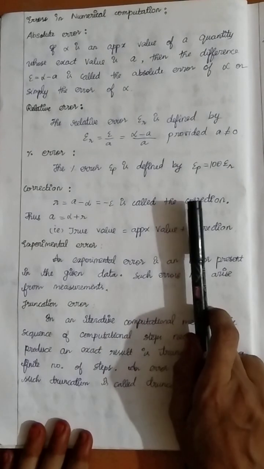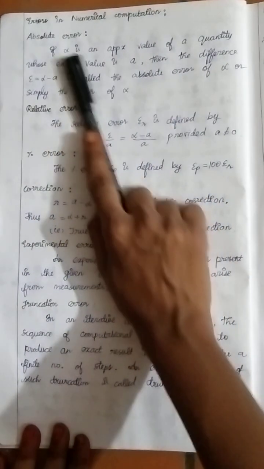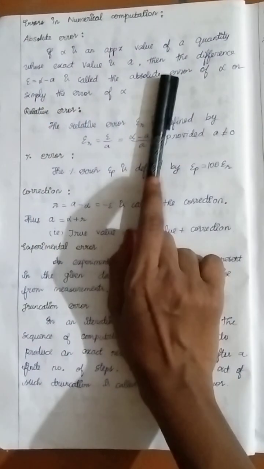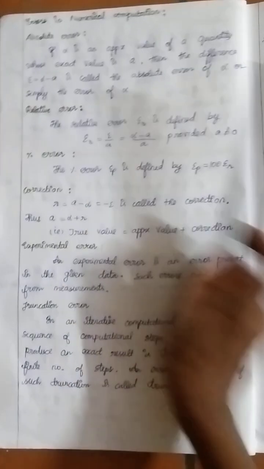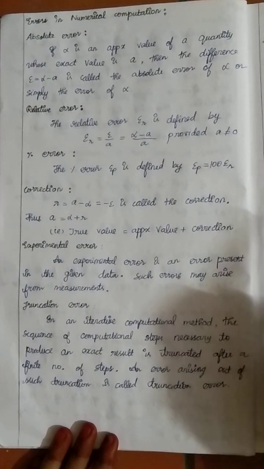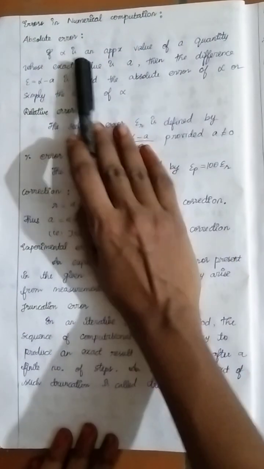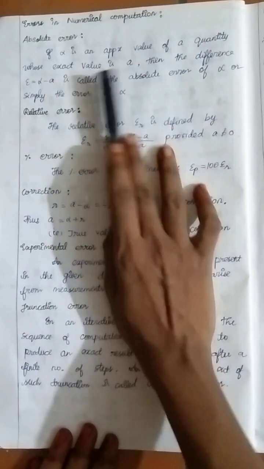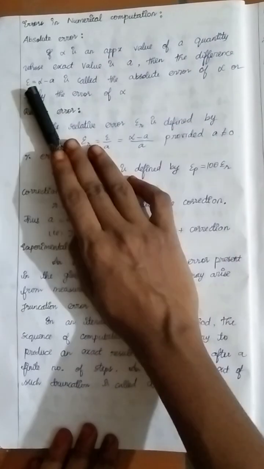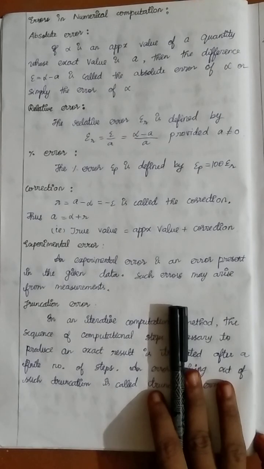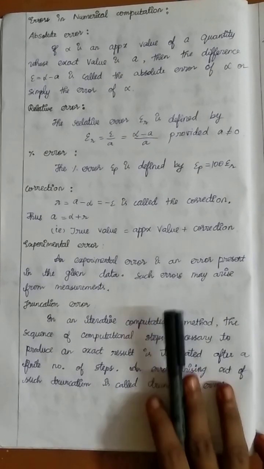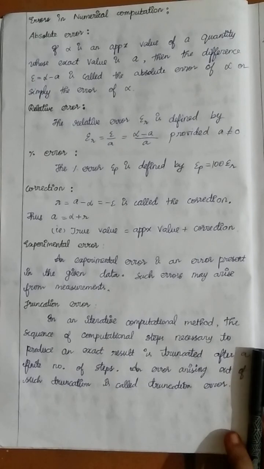Okay, now we are going to see what are errors in numerical computation. First, we see what is meant by an absolute error. If alpha is an approximate value of a quantity whose exact value is a, it's like you want to get 2, but you have 2.5233. Then 2.5233 is the approximate value and 2 is the exact value. Then the difference epsilon, that is 0.5233, is called the absolute error of alpha, or simply the error of alpha. It's because I have to get 2, but I am having 2.5233, so that quantity is 0.5233. That is called the absolute error of alpha.